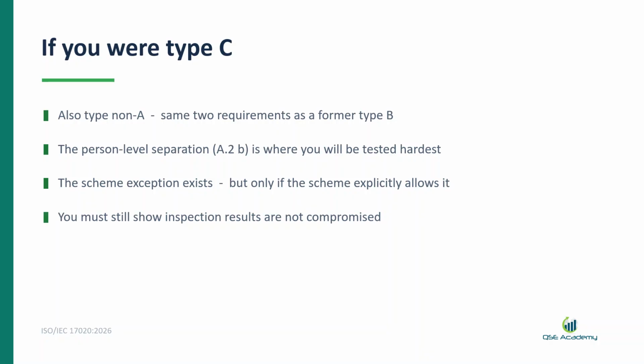But I will be straight with you about where you will be tested hardest, and that is at point 2B, the person level separation. If your organization designs or maintains the items it inspects, the temptation to let the same engineer do both is enormous, especially in a small team. The standard does allow an exception, but read the condition carefully: only where an inspection scheme requirement explicitly allows that individual to do both. Explicitly, not implied, not silent, not custom and practice. And even then, you have to show the inspection results are not compromised.